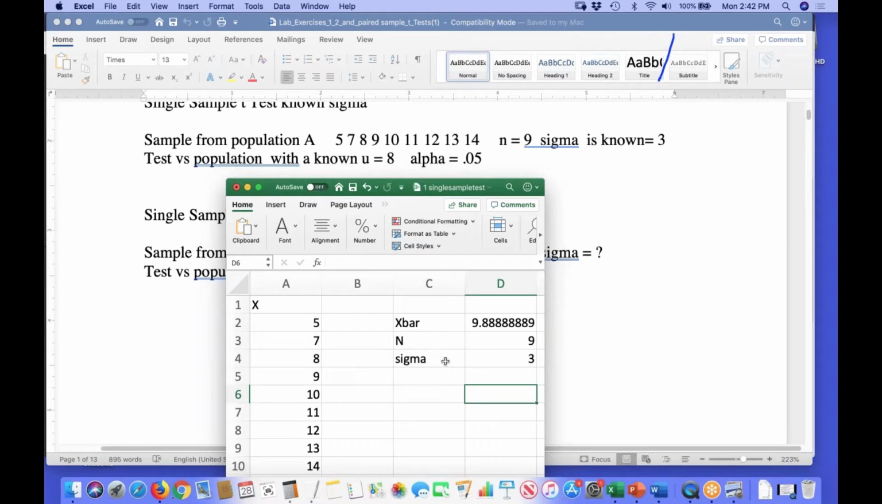So if I know what sigma is, I can calculate the standard error, right? Remember, we're kind of on the same track as the confidence interval. The standard error is equal to sigma divided by the square root of the sample size, which is 9. The square root is 3, so 3 divided by 3 is equal to 1. So what does that tell me? Well, now I could calculate a confidence interval for X bar and see if the other population is within that confidence interval or outside of it. That's one way I could approach this.